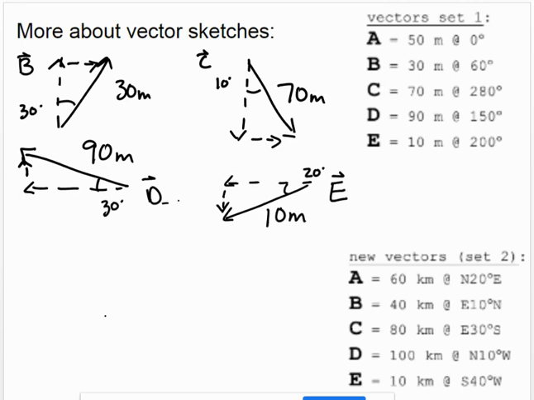In set 2, the vectors are given in a different manner. You will see that these are given in the actual compass angles. The nice thing about these is this is what the component method was designed for. If you look at vector A, it says that it's at north, move 20 towards east. So you do with your components exactly what it says.